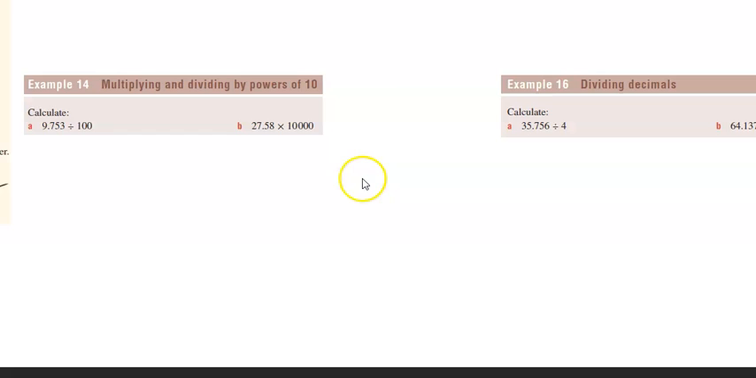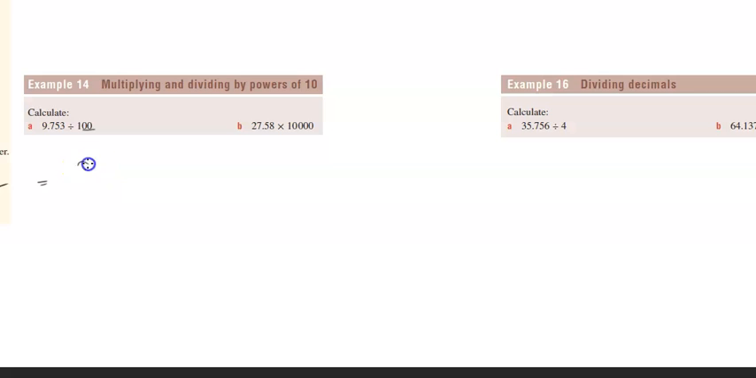Example 14, multiplying and dividing by powers of 10. We're going to use skills or knowledge from year 7 and from what I explained before in order to tackle this question here. When we divide, we are always moving the decimal point to the left depending on how many zeros there are. So in this case, when counting zeros, there are 2. So 9.753 divided by 100, we're moving the decimal point twice to the left.